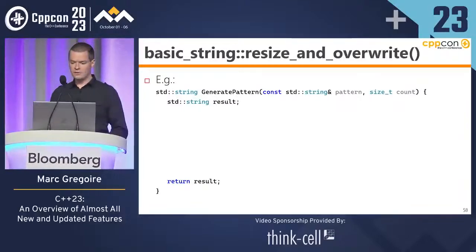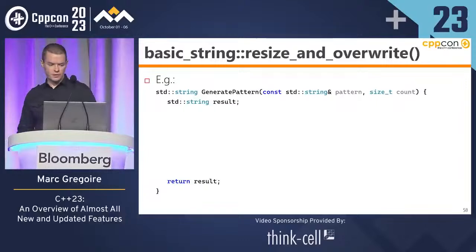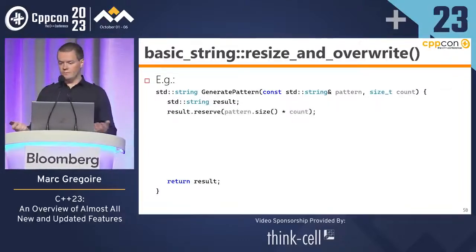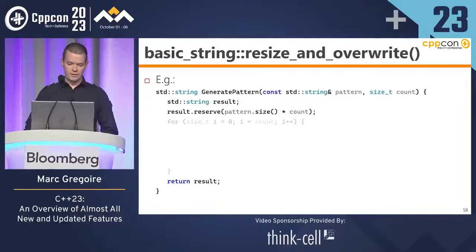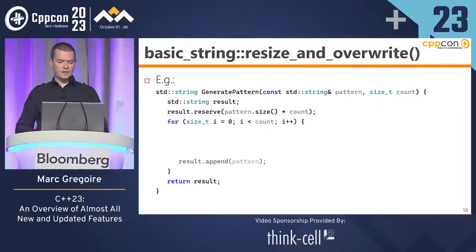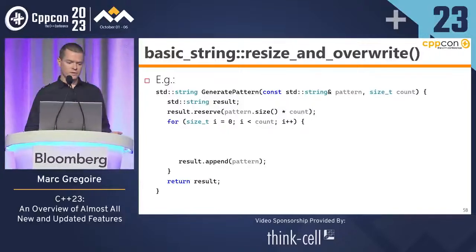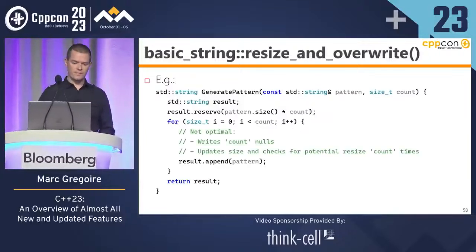So how to do it? It's straightforward. We just create a result string that at the end we will return. We reserve enough memory for performance, and then we loop count times, and on each iteration we just append another pattern. So what's wrong with this? There are a couple of performance issues here.